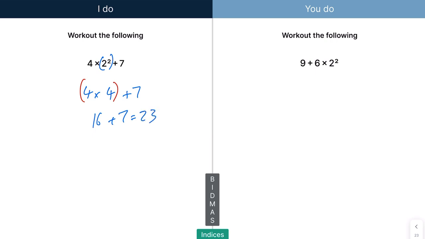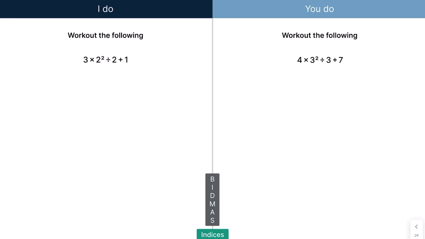And then again, hopefully you've pressed pause and had a go at this. So we know the indices are going to happen first. And then we know the multiplication is what's next, looking at this. So that is 9 plus 24, which then gives us 33.